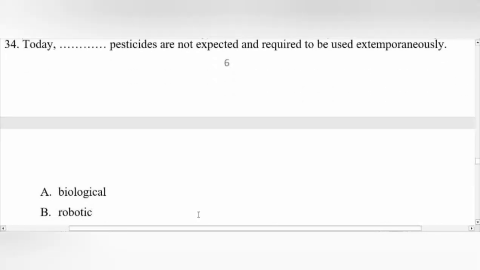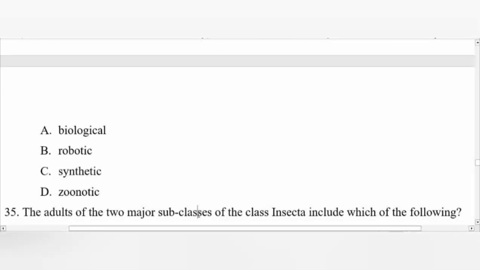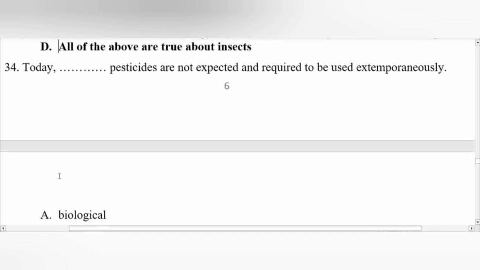Then the next question says: today pesticides are not expected and required to be used extemporaneously. The options: A is biological pesticide, B robotic, C synthetic, and D zoonotic. Our best answer here should be synthetic. So our sentence now becomes: today, synthetic pesticides are not expected and required to be used extemporaneously.